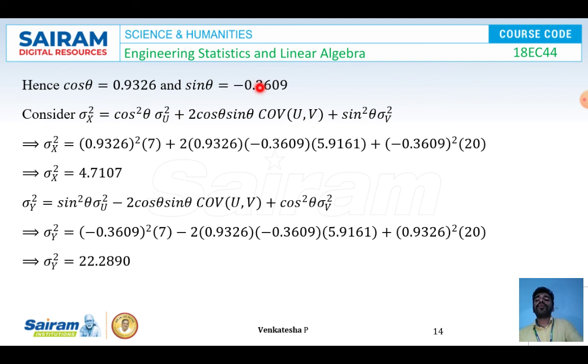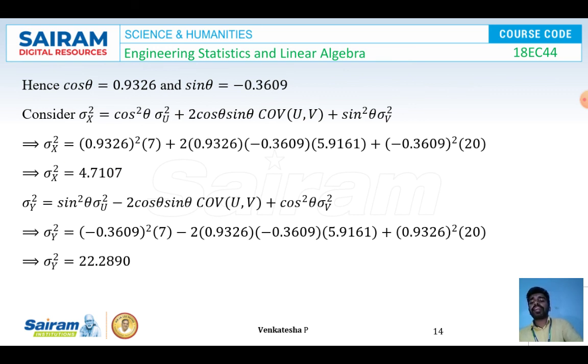So now I am going to find the values of sigma x square and sigma y square. So sigma x square is given by what? Cos square theta sigma u square plus 2 into cos theta into sin theta covariance of uv plus sin square theta sigma v square. So after replacing all the values here, I got sigma x square is equal to 0.9326 whole square into 7, plus 2 times 0.9326 into minus 0.3609 into 5.9161, plus minus 0.3609 whole square into 20. So simplifying this, I got the value of sigma x square is equal to 4.7107.